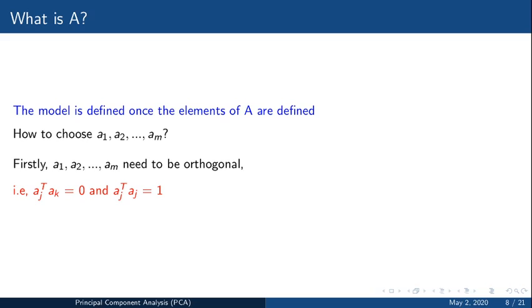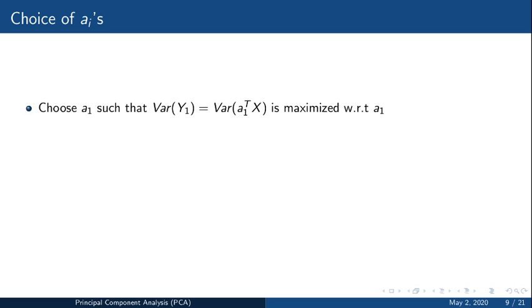Firstly, A1, A2, etc., AM should be orthogonal. That is, AJ prime AK should be 0, AJ prime AJ should be 1. It should be orthonormal, not only orthogonal, it should be orthonormal. So orthonormal vectors. So it's a step-by-step procedure.